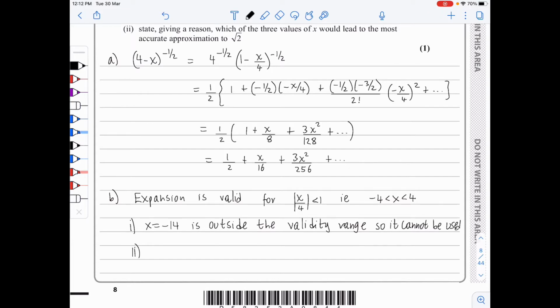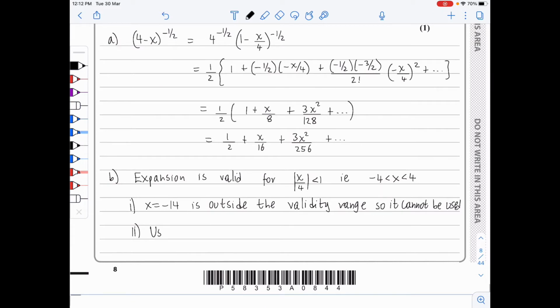And for the next part, which one of the remaining two values will lead to the most accurate approximation to root 2? Then we pick the one that's closest to 0. So use x is minus a half as it is the closest to 0. The smaller the value of x that we use, the more rapid the convergence to the desired value is, and therefore the more accurate the approximation. So using x is minus a half is the right answer in this last part of this question.